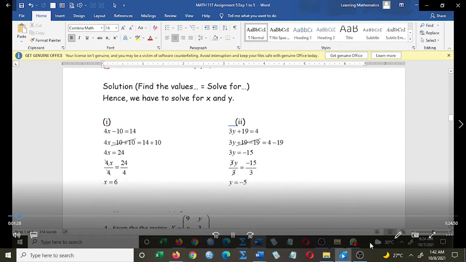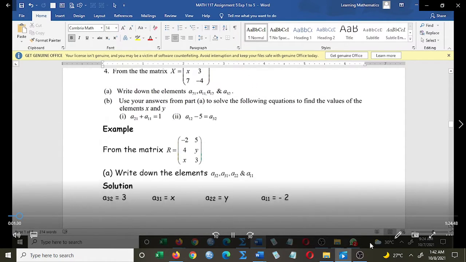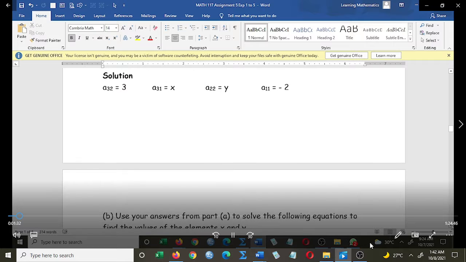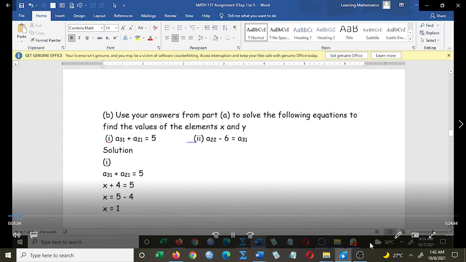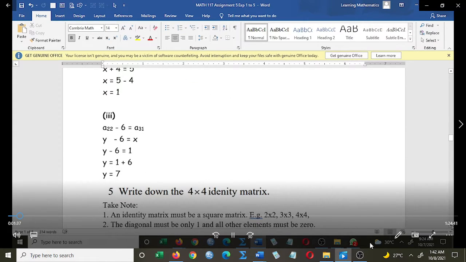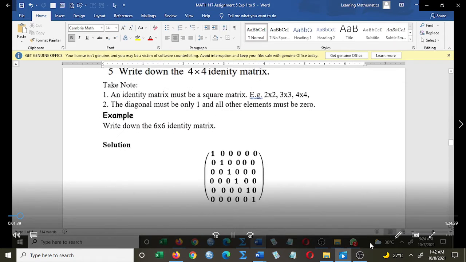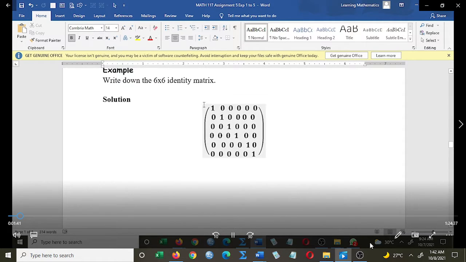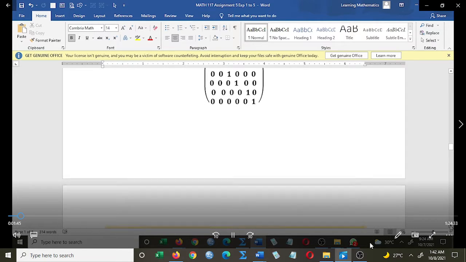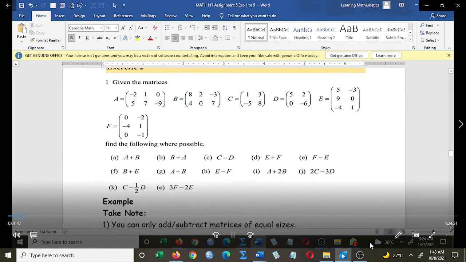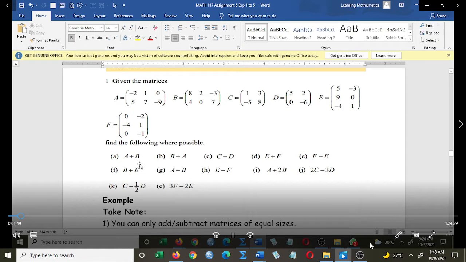And here we have the examples. We went over that, and you'll have the recordings. Again, elements inside of a matrix, and here the equation to solve for the element in a matrix. We talked about the identity matrix, ones and zeros all over. And we are moving on to how to operate matrices, how to add and subtract matrices.